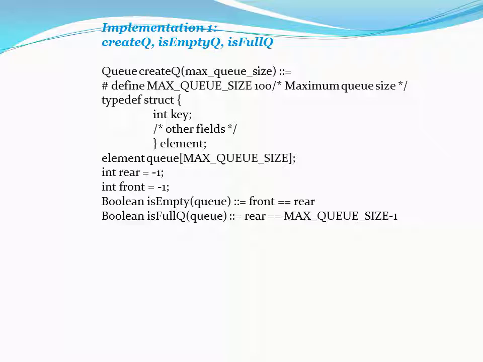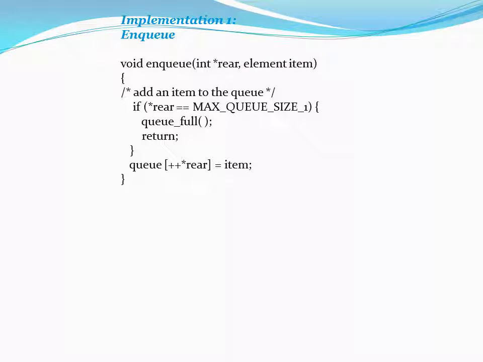See, here also we have taken one structure with int key, and then we have taken an array, that is queue array. If rear equals -1 and queue front equals -1, we can say that the queue is empty. If the queue is empty, front and rear are equal. If rear is equal to maximum size - 1, we can say that the queue is full. These are the two conditions to say when the queue is empty and when the queue is full. Then we need to go to the next slide.